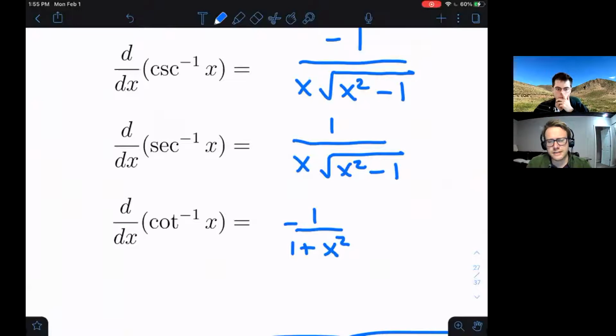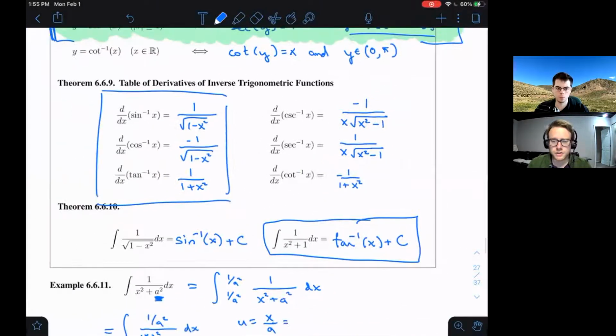Just as a heads up, you'll see a WeBWorK problem or two where you have to do this, and there's a hint below it. I've seen it come up on Piazza already this semester, so make sure you have the correct domain restriction for secant in order to create your secant inverse.